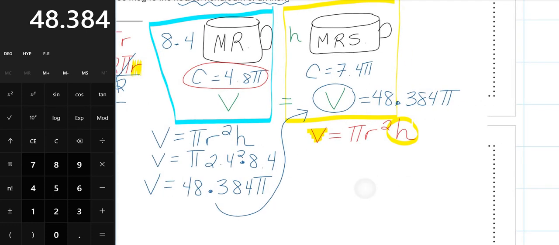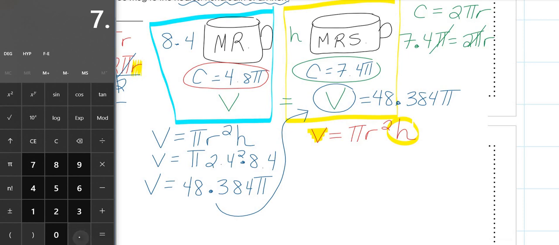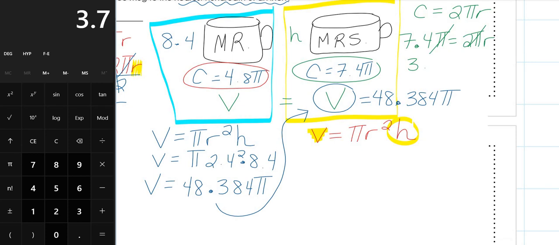So, radius for Mrs. Smith. We have her circumference, which again is 2 pi r. I'm going to plug in that the circumference is 7.4 pi equals 2 pi r. The pi's will cancel. Divide both sides by 2. Okay, 7.4 divided by 2. 3.7 is the radius of Mrs. Smith's mug.